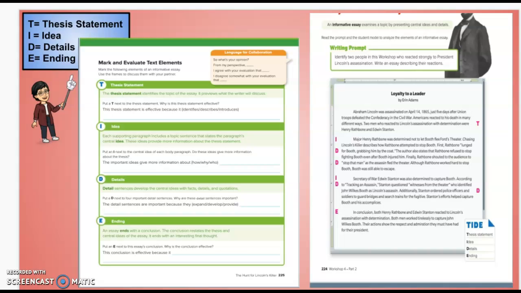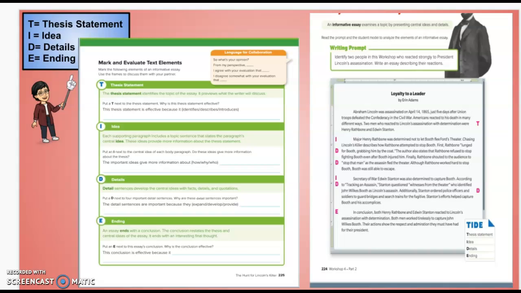The next section is idea. In an idea, each supporting paragraph includes a topic sentence that states the paragraph's central idea. These central ideas provide more information about the thesis statement. Now you'll notice that there are 2 paragraphs that follow the thesis statement.